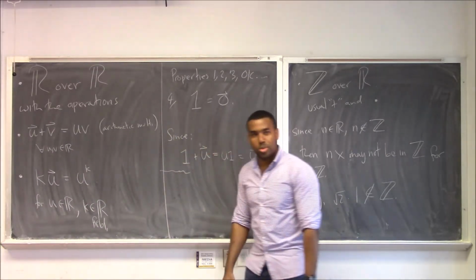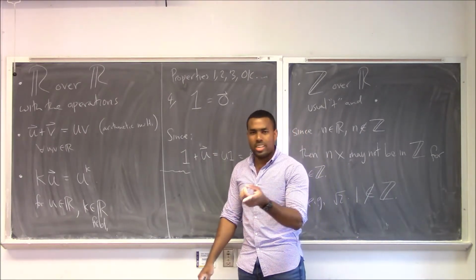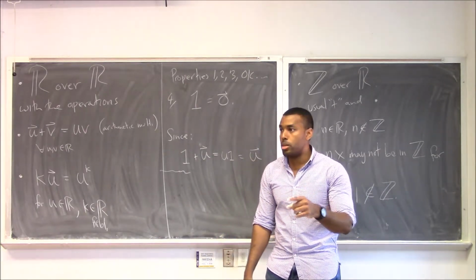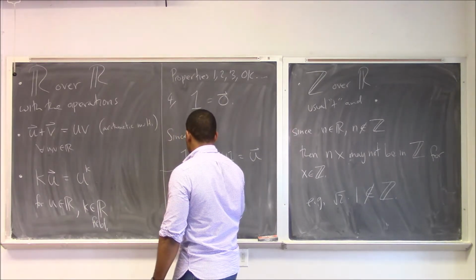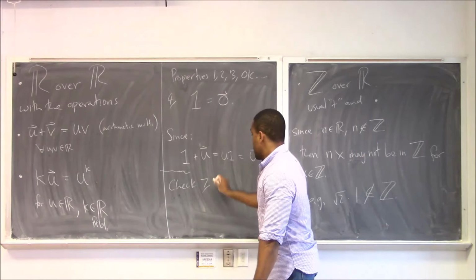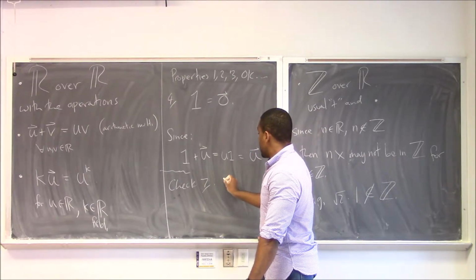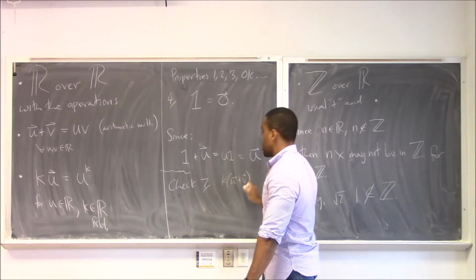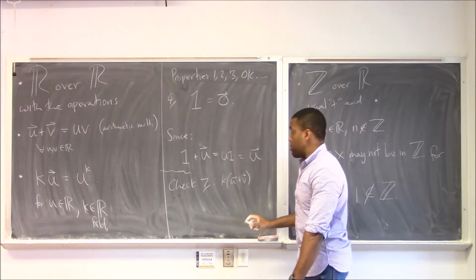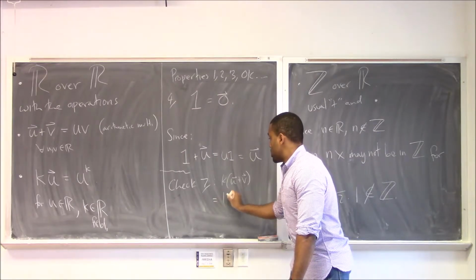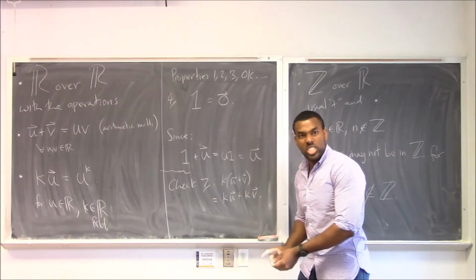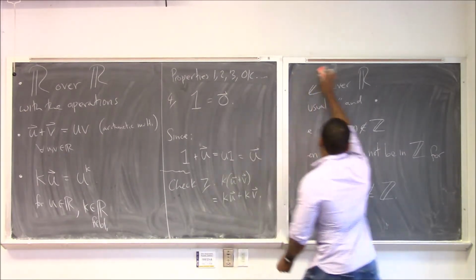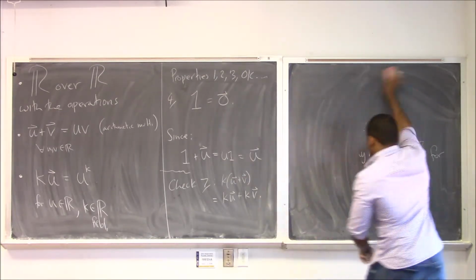What number property is that? What property did I write down? Just so you can match it up. 7? Yes, so let's check 7. Property 7 says that if I have a scalar and a sum of two vectors, then it must be equal to this guy plus that guy. Does that work in this case, if I redefine my operations in this way?